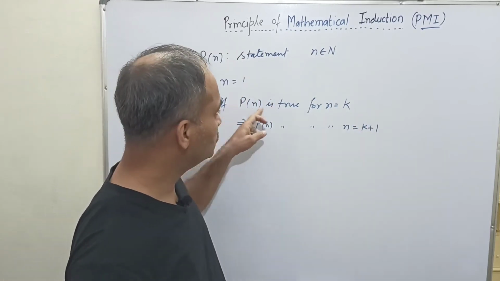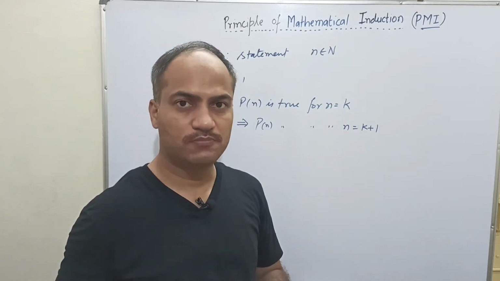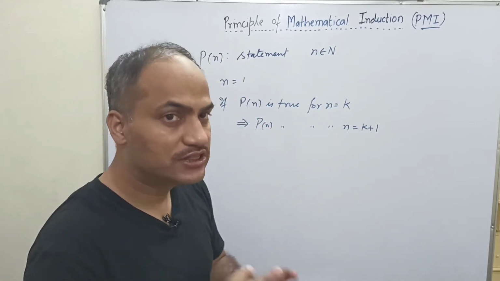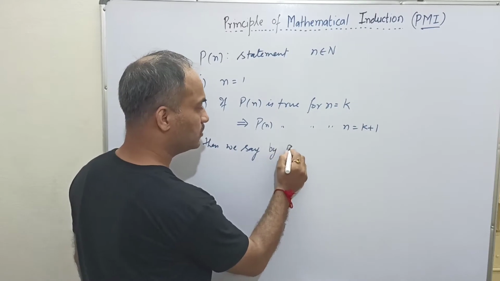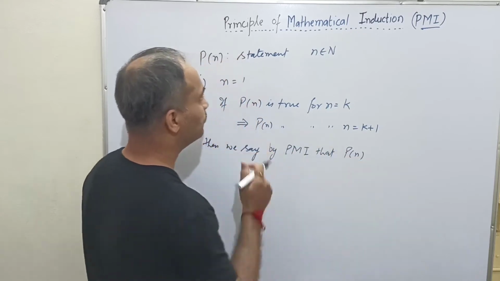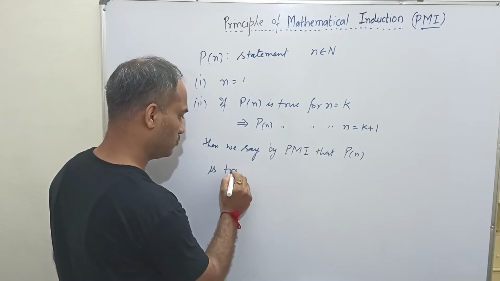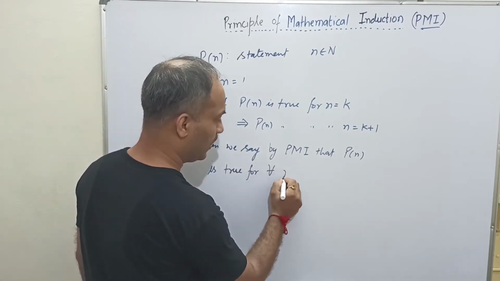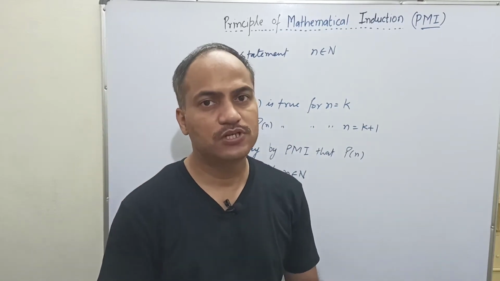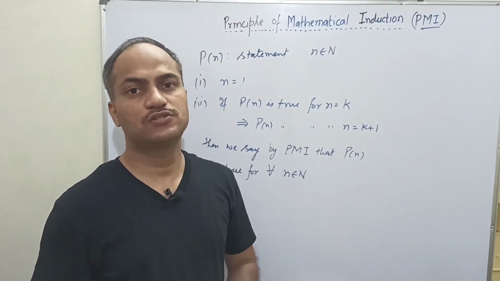It means whenever this statement is true for n equal to k, some fixed natural number, then if we can prove that this statement is true for n equal to k plus 1 too, we say by the principle of mathematical induction that the given statement Pn is true for all n belonging to N. It means for each and every natural number this will be true. We can go entirely up to infinity, so this is always going to be true.